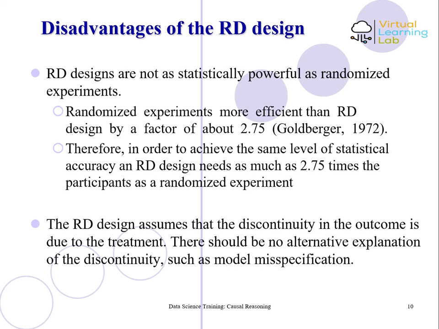The disadvantage of the regression discontinuity design is that it doesn't have as much power as an experimental design. Actually, the power with an experimental design is much larger. You would need 2.75 times the sample size with a regression discontinuity design to obtain the same power as a randomized experiment. Now, you would also have to make sure that you exclude all the reasons for discontinuity other than the treatment effect.